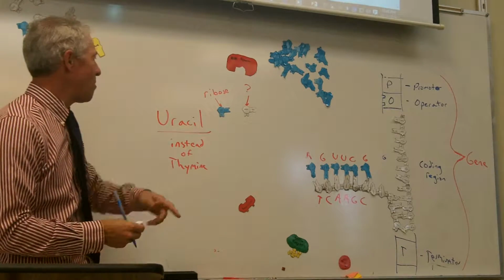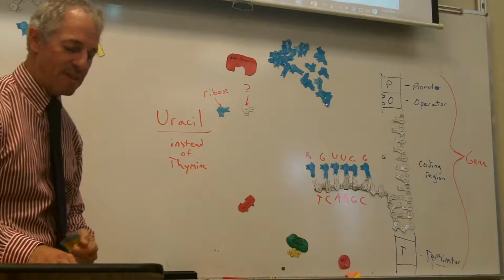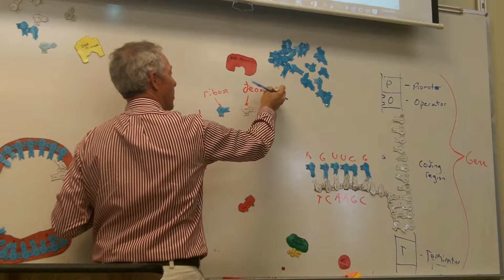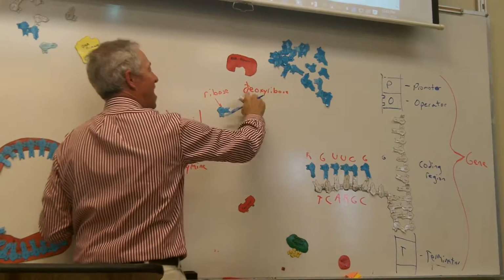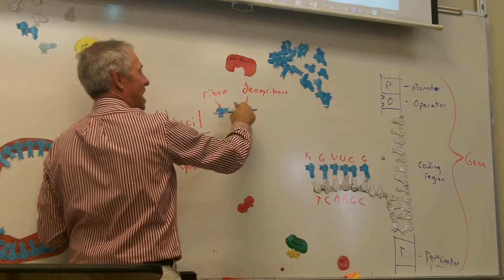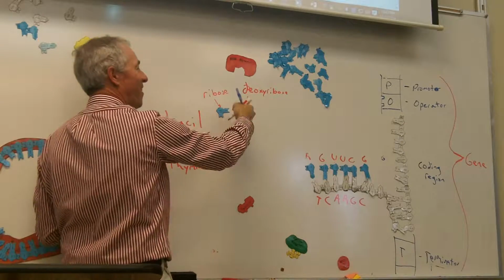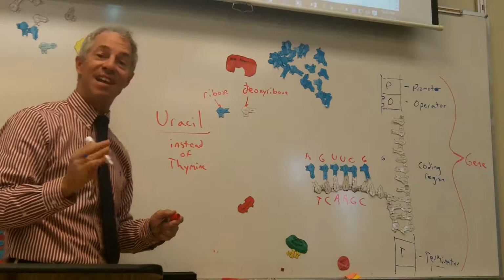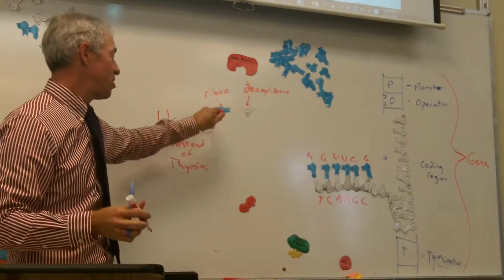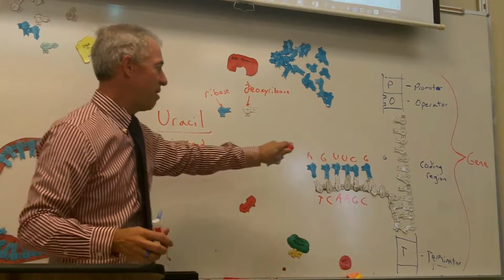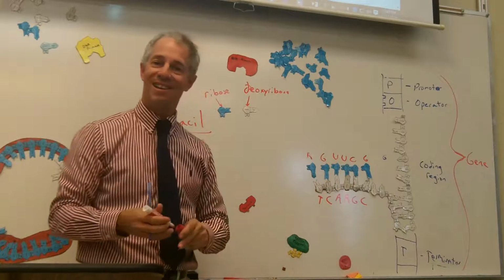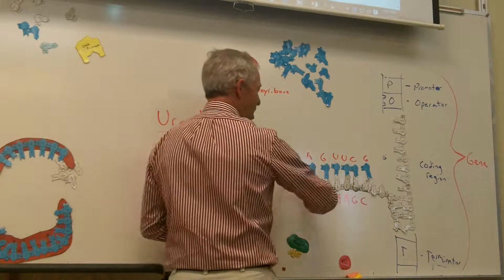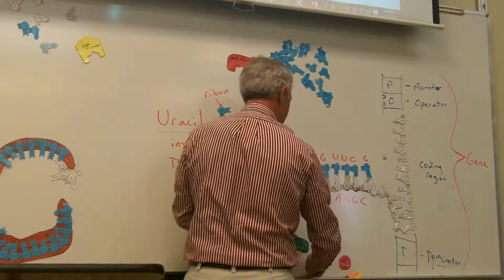Called deoxyribose. That's why it's called DNA, because it's deoxyribose sugar. So deoxyribose is the sugar in DNA. Ribose is the sugar in RNA. So there's two major differences between RNA and DNA. One, the sugar is different. Two, uracil instead of thymine. And a third difference is RNA only forms single strands.